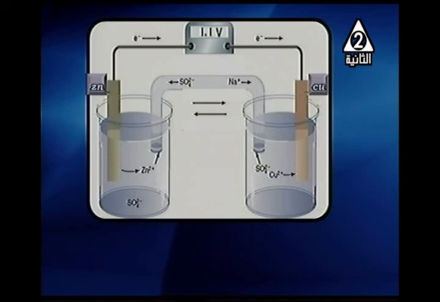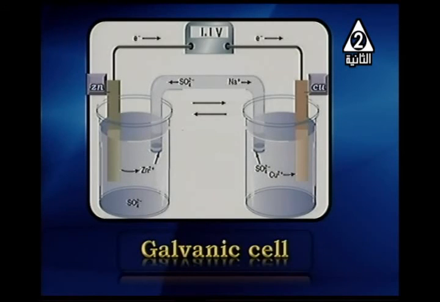So the voltage here is 1.1. Why? Because the copper here in the galvanic cell means the positive pole, and the negative pole is zinc. The negative pole produces electrons to the voltmeter to measure it, and the electrons pass through the wires to the copper, to measure the voltage of this galvanic cell.